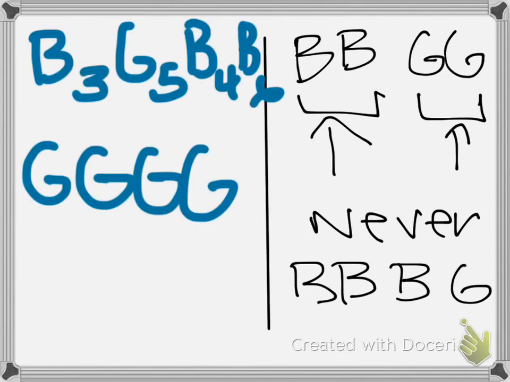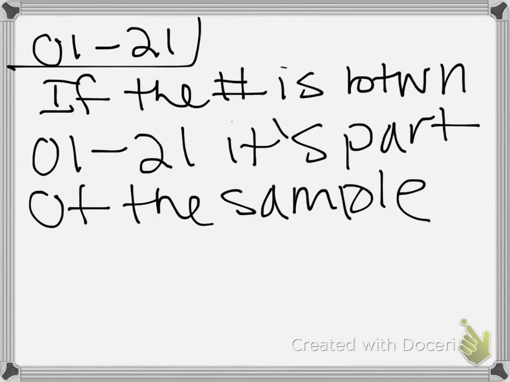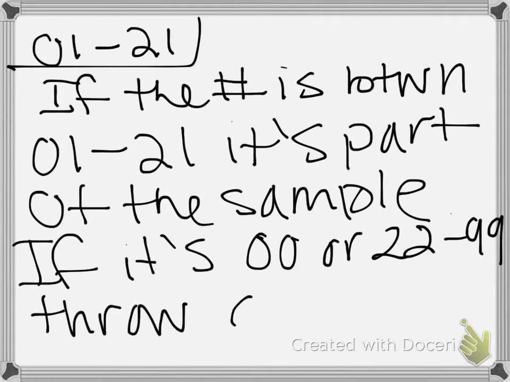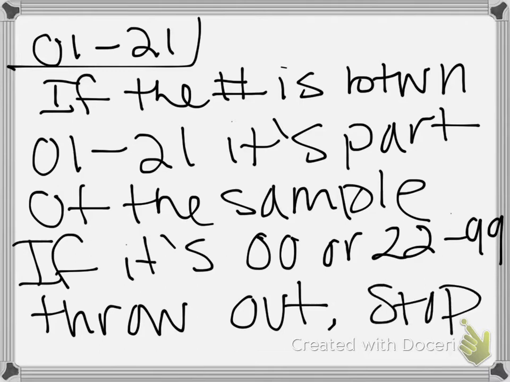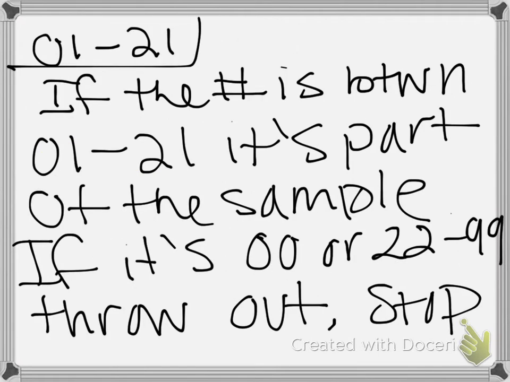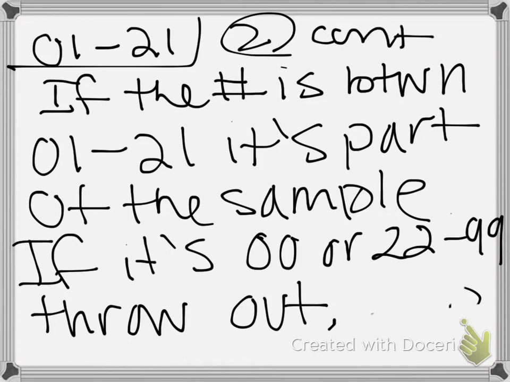The hardest and trickiest part, though, is just explaining this. So to be thorough, we say, well, it is part of our sample if it's 01 to 21. If it's 00 or 22 to 99, we throw it out. Okay, we stop. You have to have a stopping rule. So there's 3 things we need. 1, to explain. I'm going to erase this and put it on the next page. So this is our second part, is the explanation still, continued from the other page. 3 is the stopping rule.